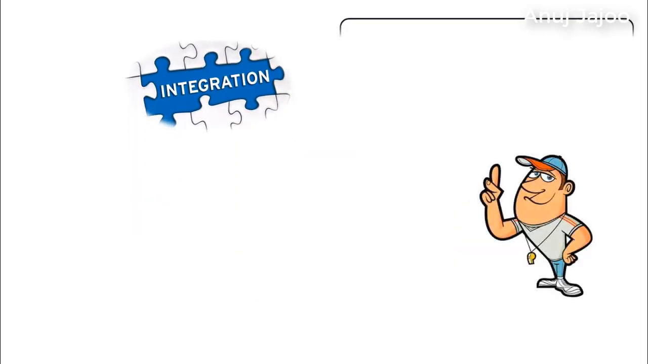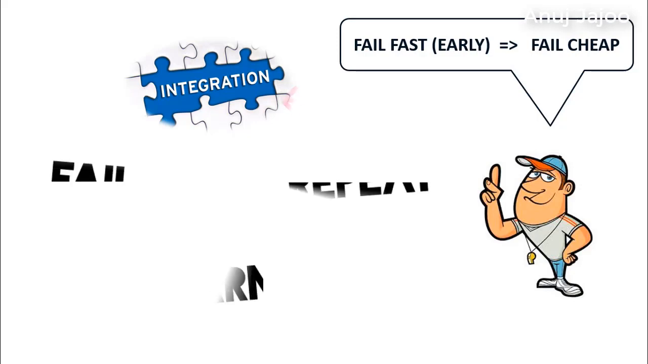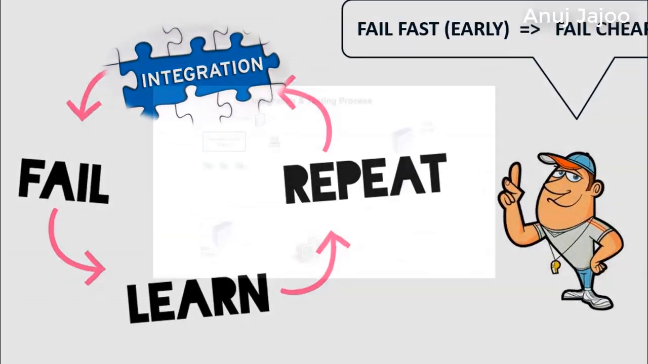We have discussed the fail fast, fail cheap mantra in the initial Agile tutorials. Let's apply it to the process of integration. If there are any problems, they must be discovered early because fixing them earlier is cheaper.